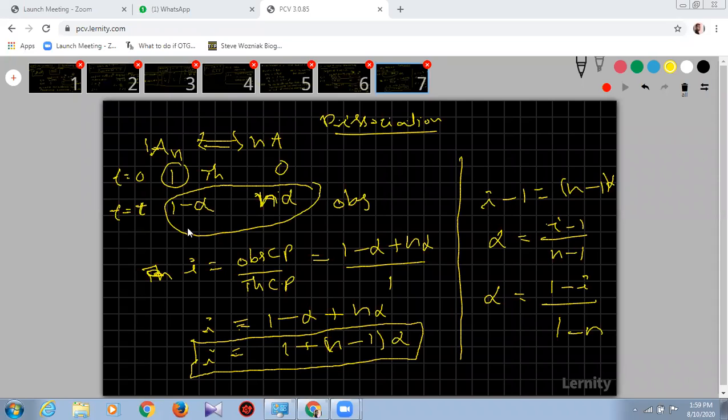Someone asked me a question yesterday. The solution was given as alpha is equal to 1 minus i by 1 minus 1 by n. How did 1 by n come here? Let me look into this.